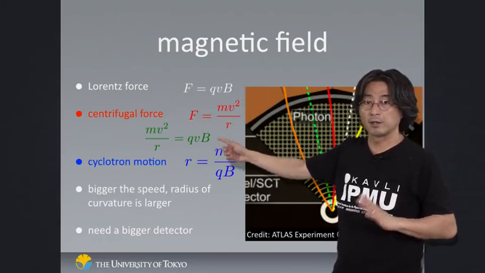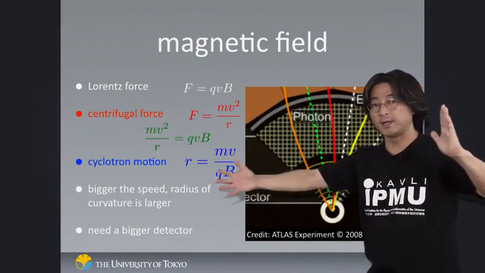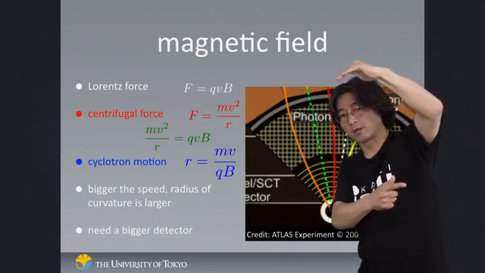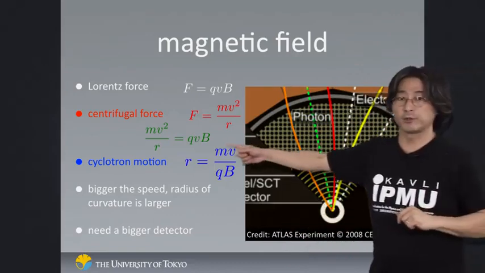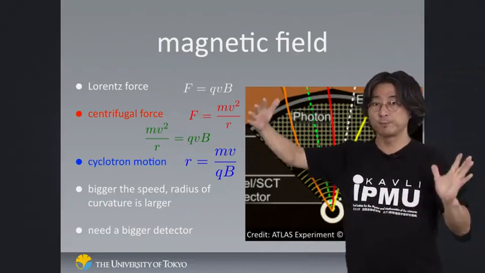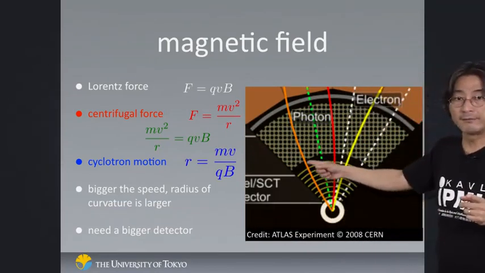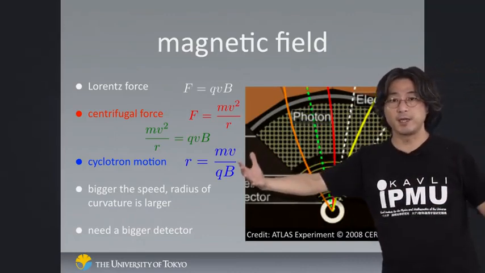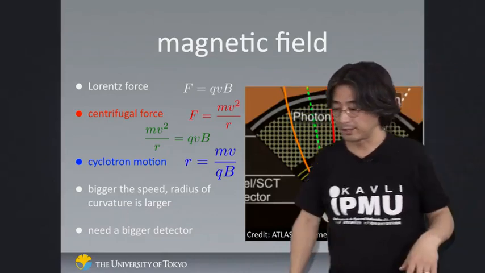And this r would be the radius of curvature. So if r is big, it doesn't bend very much. If r is small, it bends a lot. And in order to measure this bend, you need to make sure that this radius of curvature is smaller than the size of the apparatus. And that's hard if the velocity of the particle is big. So the bigger the speed, you have to make the radius larger, so you have to build a bigger detector. That's why we need to build a very big apparatus.